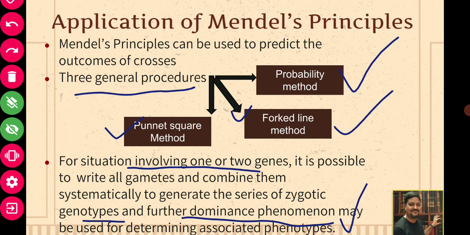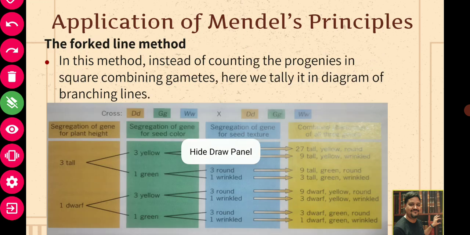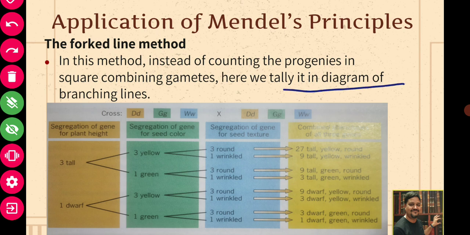But when there are many genes, what will we do? In this method, instead of counting the progenies in a square combining gametes, we tally them in a diagram of branching lines. Here you can see we are considering a trihybrid cross. Here you can see capital D small d, capital G small g, capital W small w, selfed with capital D small d, capital G small g, and capital W small w.